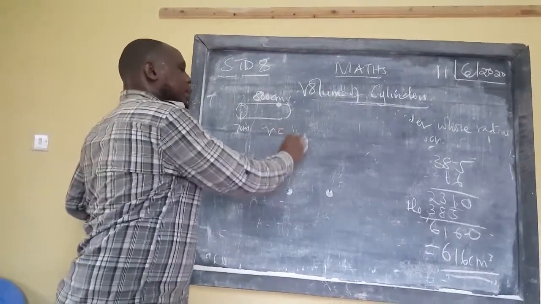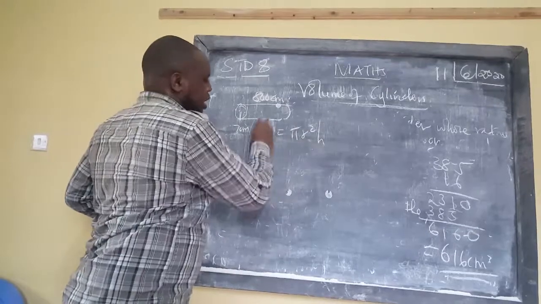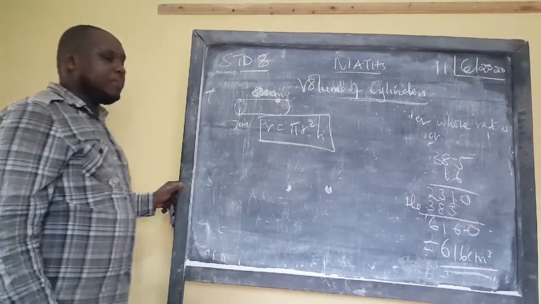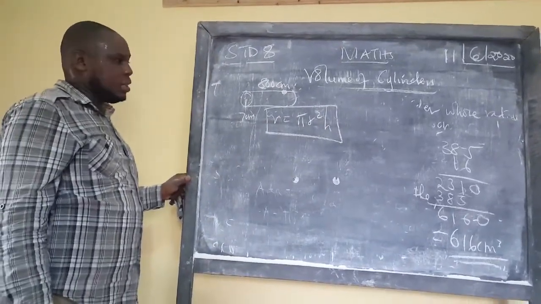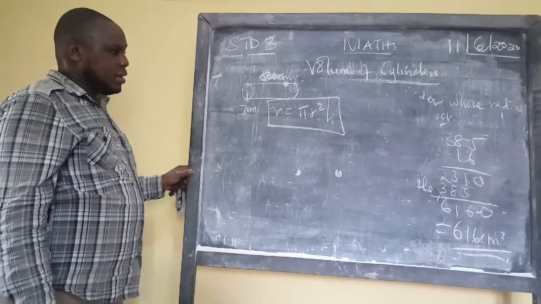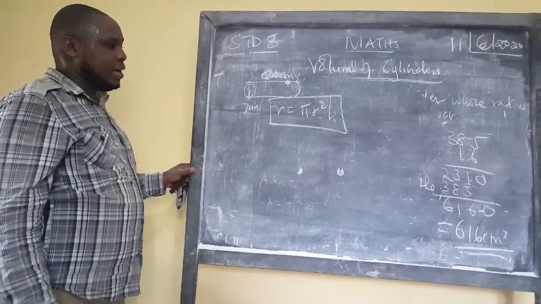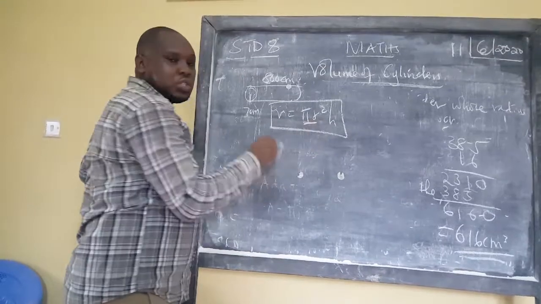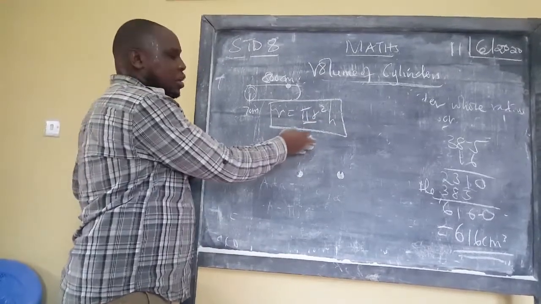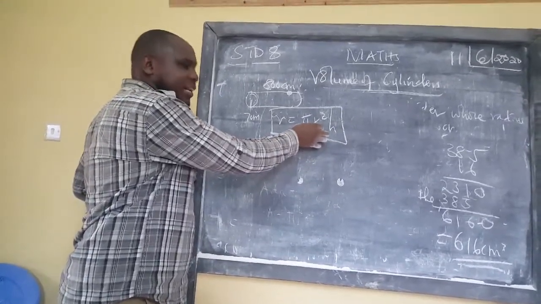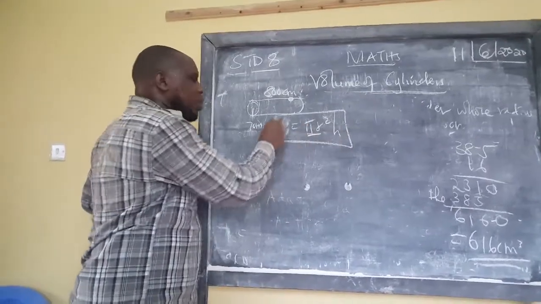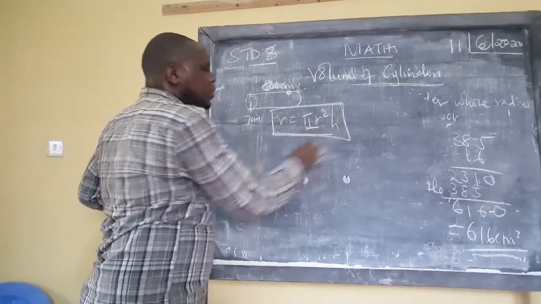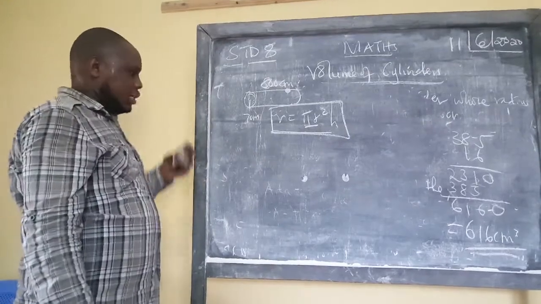Volume is equal to pi r squared h. Now you understand where this has come from. The formula for the volume of a cylinder: the pi r squared is the cross-sectional area, which we said is the area of the circle. And the area of a circle is calculated by pi r squared. Then you multiply that by height. That's where we get the formula. Volume is equal to pi r squared h.